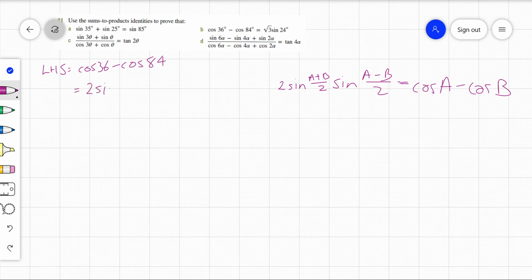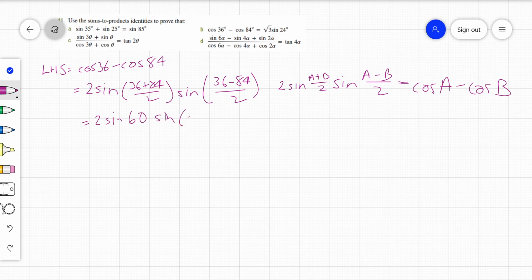So now what have we got? We've got 2 sine of 36 plus 84 on 2, and then sine again, and this time 36 minus 84 on 2. So we've got 2 sine 60, 120 on 2, so sine 60, and sine, this will be minus 24. Now, remember sine is an odd function, so I'm going to put that minus in front. So it would be minus sine 24.